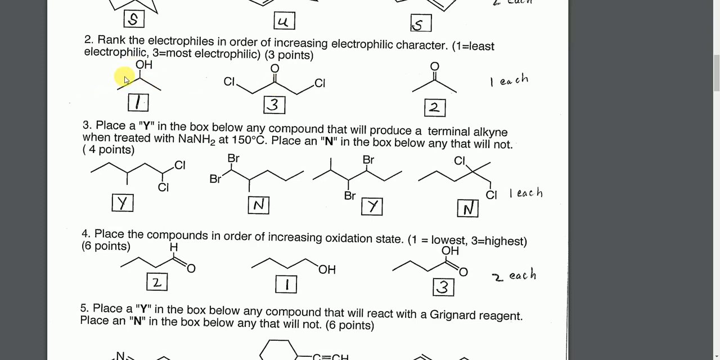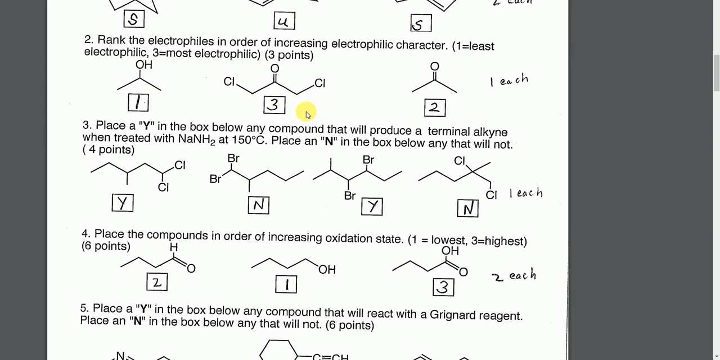So looking at the alcohol, is this an electrophile? No, it's more of a nucleophile. It has free lone pairs that can be used to form bonds with things if possible. It's not a good nucleophile because it's not even negative, right? But it is a nucleophile. It has lone pairs that can be used to form a bond if need be. So this is 1 automatically.